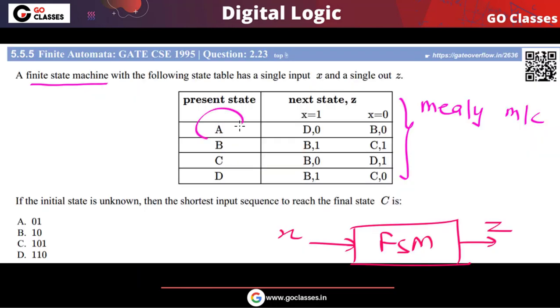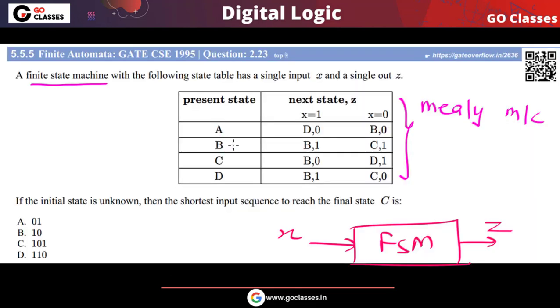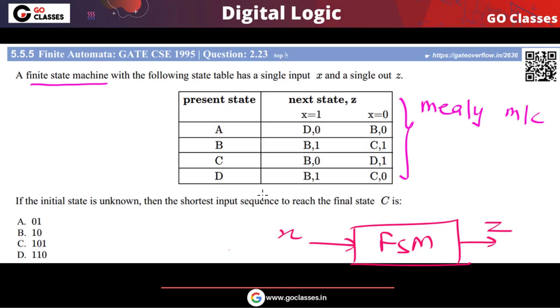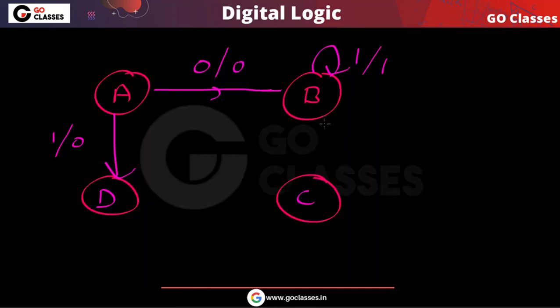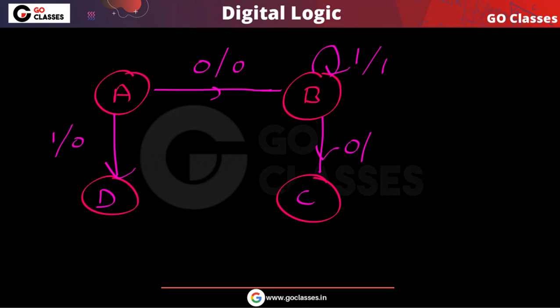Similarly, in state A, if the input is 0, then you will go to B and the output will be 0. Similarly, in state B, if the input is 1, then the output will be 1 and you will go to state B. In state B, if the input is 0, then the output will be 1 and you will go to state C.